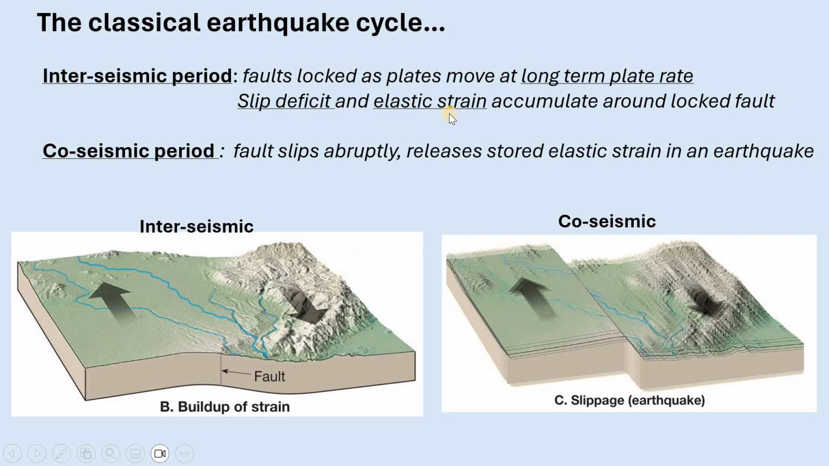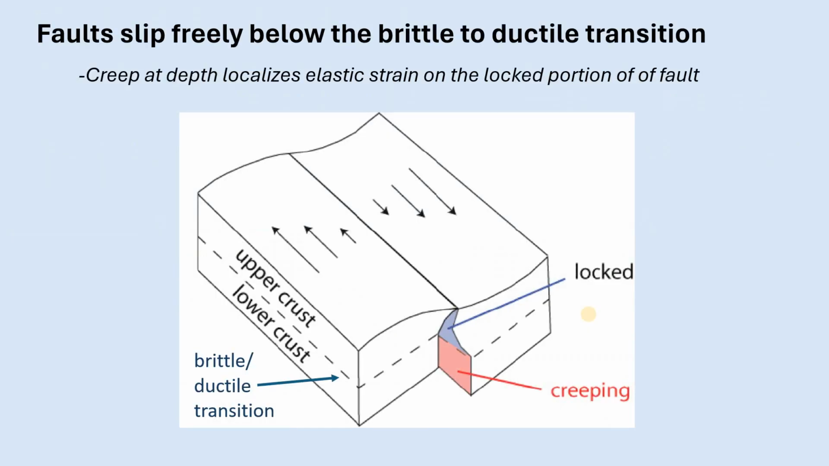We also think about another concept of elastic strain. So as these plates move freely, the rock around the fault is actually being squished and compressed and loaded like a spring. And we call that elastic strain accumulation. Now, this all builds up to the co-seismic event when the fault slips abruptly, releases that stored elastic strain in an earthquake right here. And that's what causes all of the damage. So that's the conventional earthquake cycle model that's highly oversimplified.